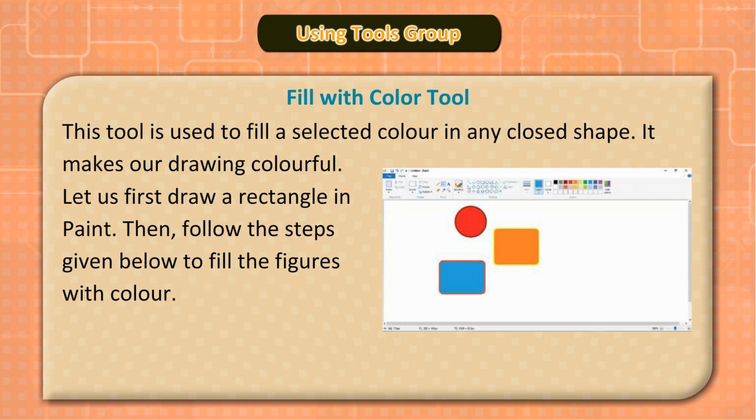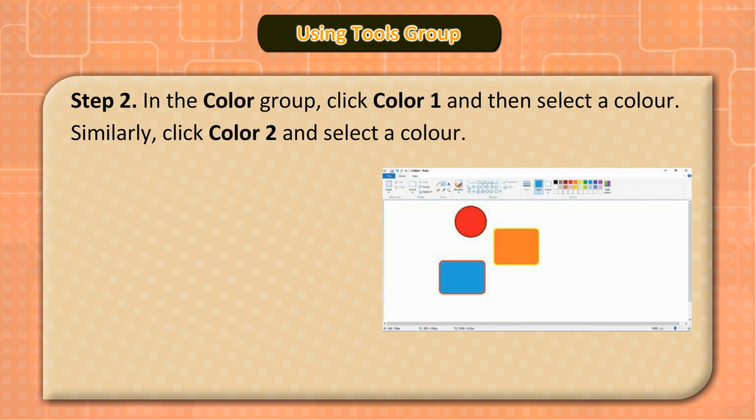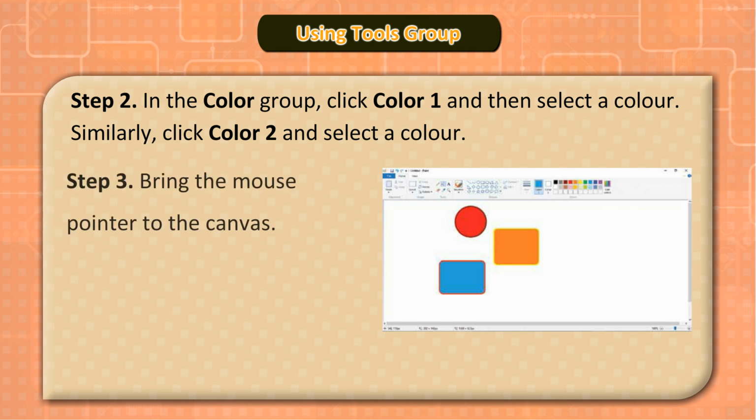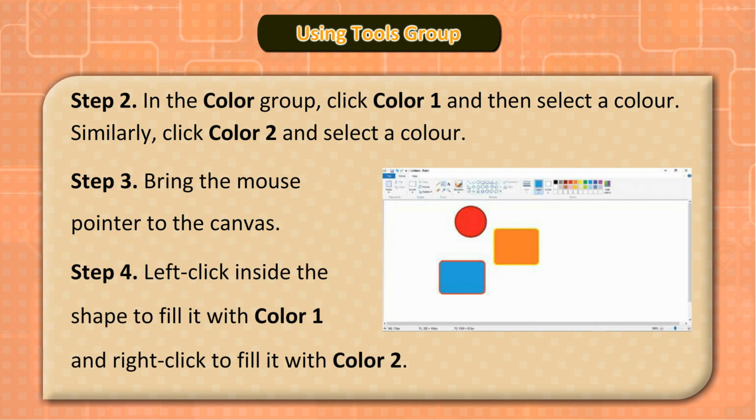Fill with Color tool. This tool is used to fill a selected color in any closed shape. It makes our drawing colorful. Let us first draw a rectangle in Paint. Then, follow the steps given below to fill the figures with color. Step 1. In the Tools group, click the Fill with Color tool. Step 2. In the Color group, click Color 1 and then select a color. Similarly, click Color 2 and select a color. Step 3. Bring the mouse pointer to the canvas. Step 4. Left-click inside the shape to fill it with color 1 and right-click to fill it with color 2.